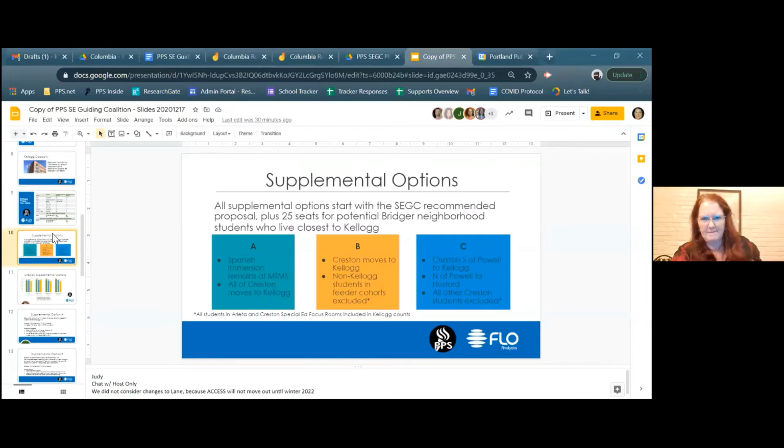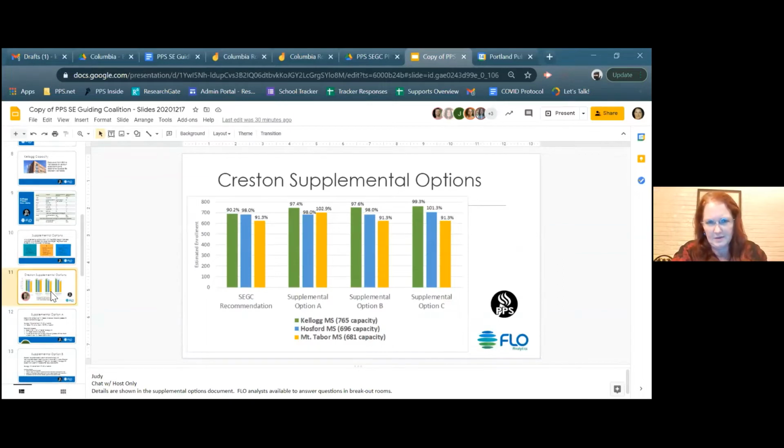Whoops, I passed it. So the first option was that the Spanish immersion program would remain at Mount Tabor Middle School and all of Creston would move to Kellogg. And this is what the demographics look like with option A. Kellogg at 97.4%, Hosford at 98%, and Mount Tabor at 102.9%. So let's go ahead and put down any responses to that first.